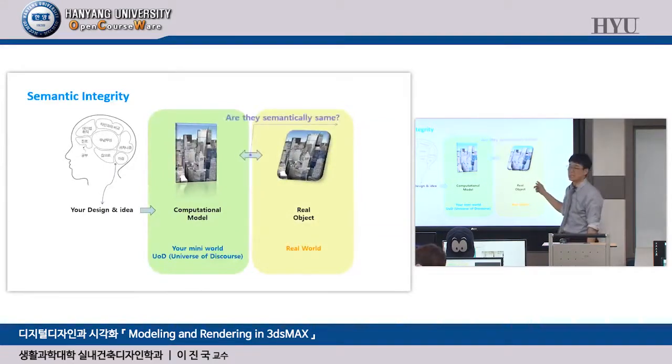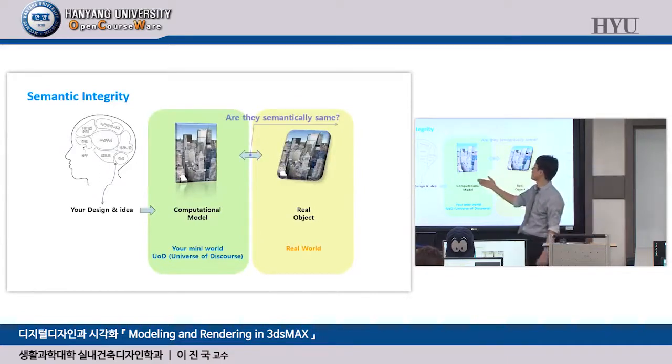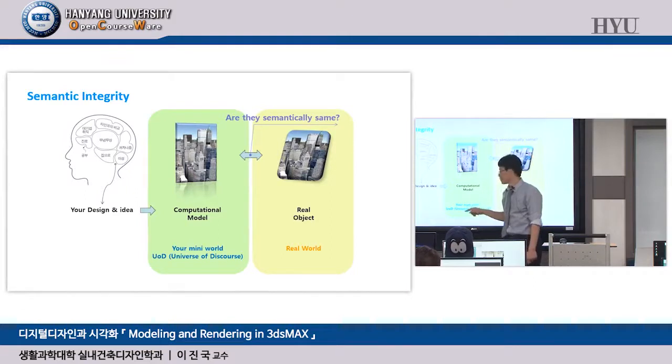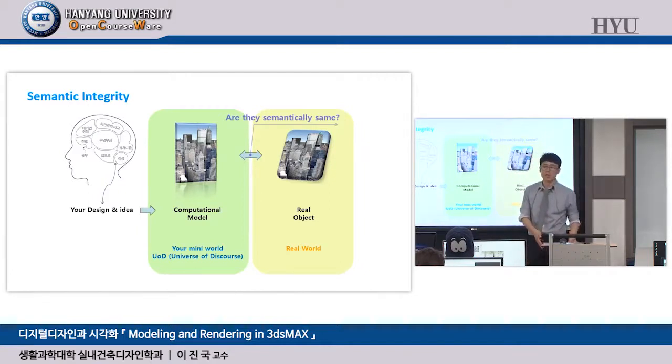This is semantic integrity. Semantically the same as the real-world object you are pursuing in terms of your mini-world, in terms of your universe of discourse. This universe, sorry, not university, it's universe, okay? This universe doesn't need to be the same as the real-world universe. Real-world universe, what is that?